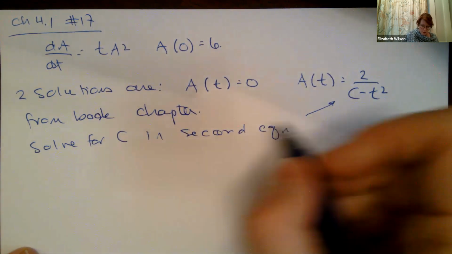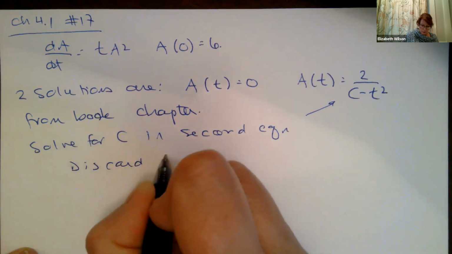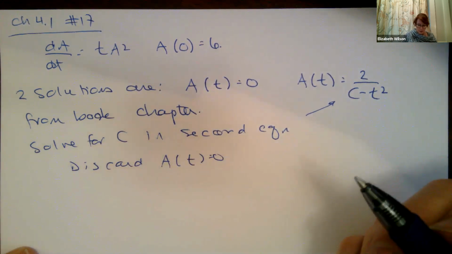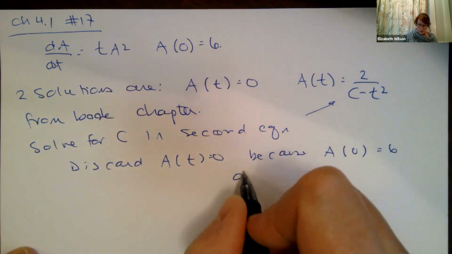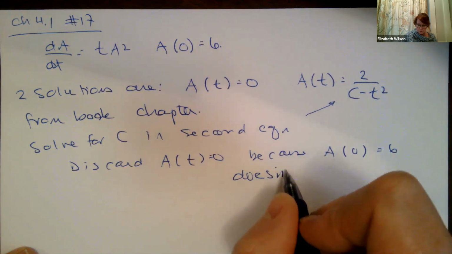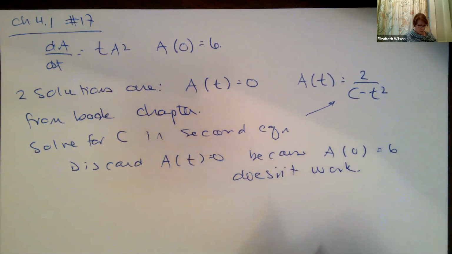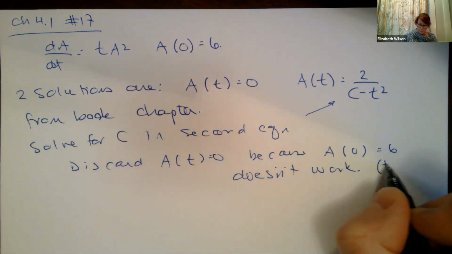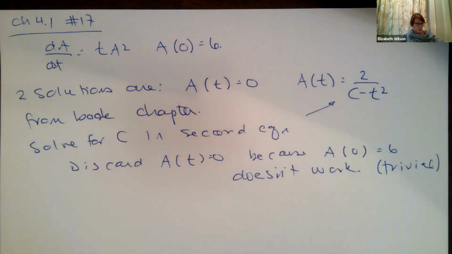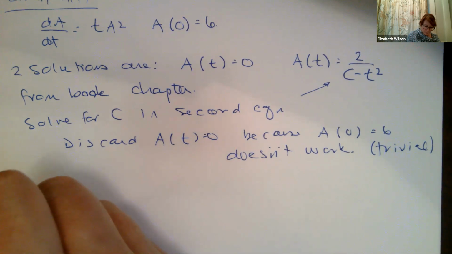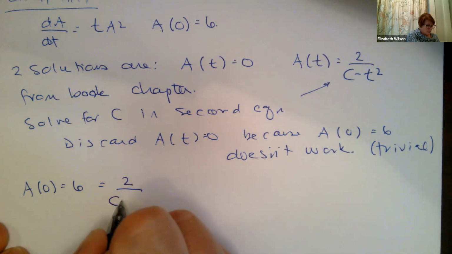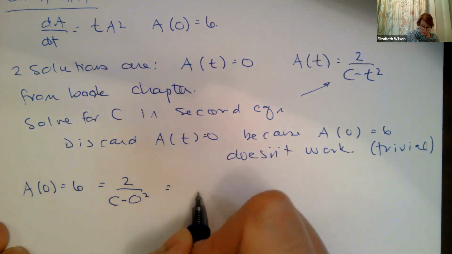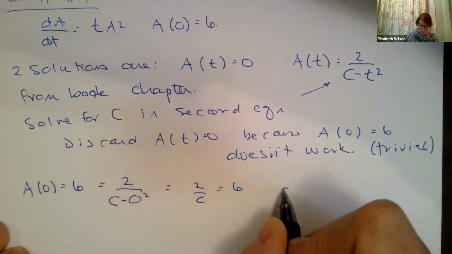We're going to discard A(t) equals 0 because A(0) equals 6 doesn't work. It's an erroneous, trivial solution. So I'm going to say A(0) equals 6. I go 2 all over (c minus 0) squared, so this becomes 2 over c equals 6. So c equals 1/3.